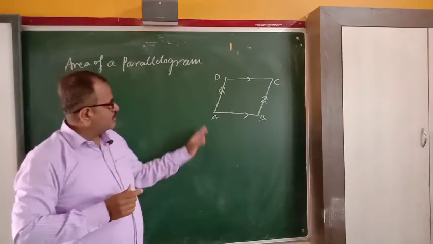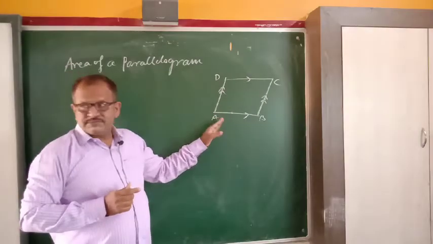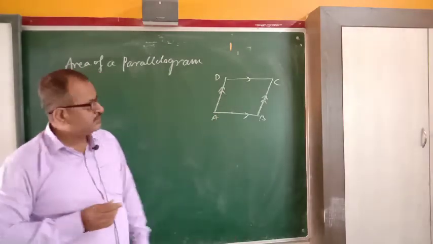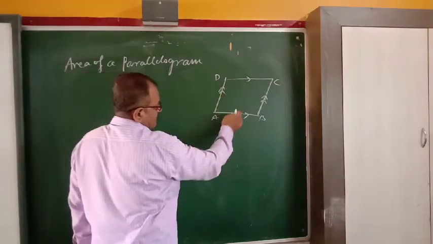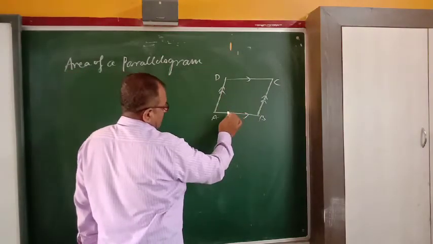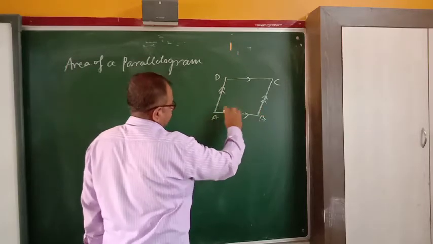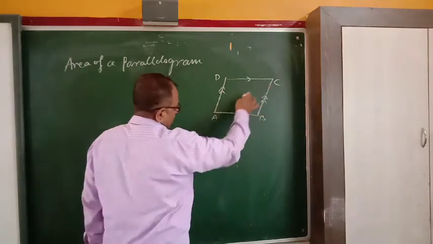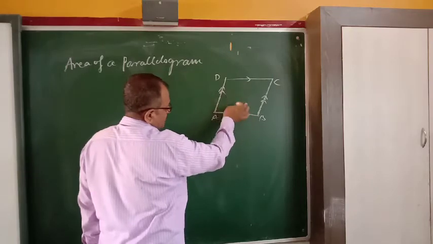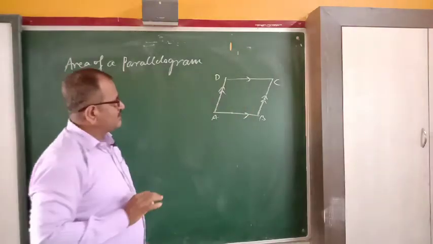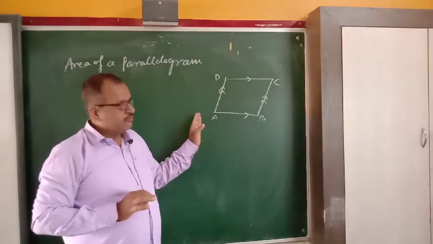You have to know the properties of the parallelogram that you have studied in class 8. Opposite sides are equal in a parallelogram. Opposite sides are parallel. Diagonals bisect each other. A diagonal divides the parallelogram into two triangles of equal area. These types of properties you have to know already.